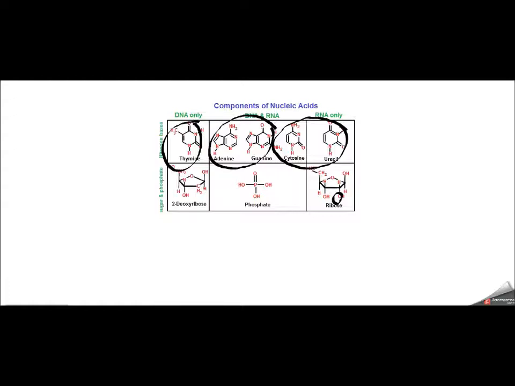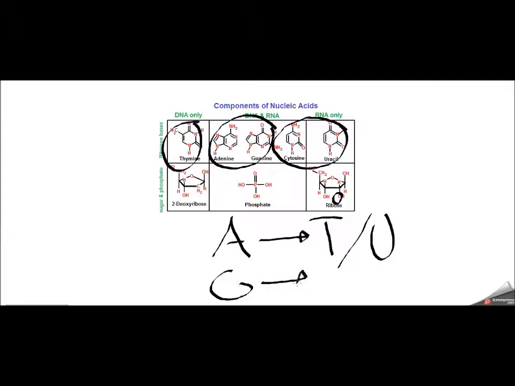Now, how do we know which nitrogen bases bond with which nitrogen bases? It's quite easy to remember. Adenine, A for simplicity, bonds with either thymine or uracil. It bonds with thymine in the case of DNA, and it bonds with uracil in the case of RNA. Guanine, on the other hand, bonds with cytosine, and there's no alternate for cytosine in RNA. Adenine and thymine, or adenine and uracil, form 2 hydrogen bonds, while guanine and cytosine form 3 hydrogen bonds.